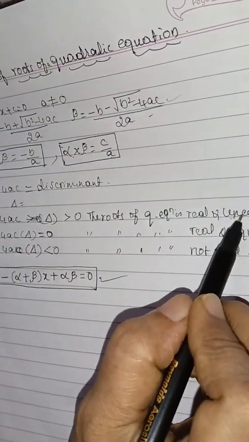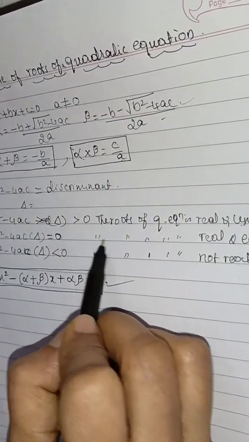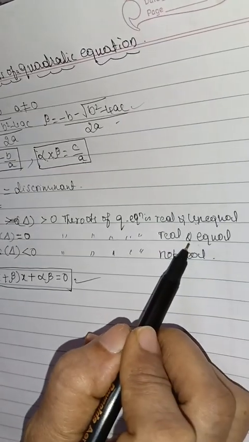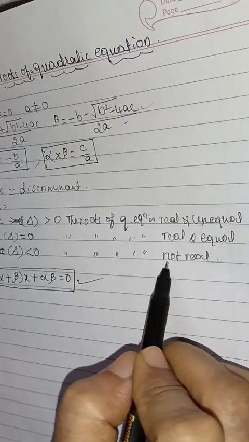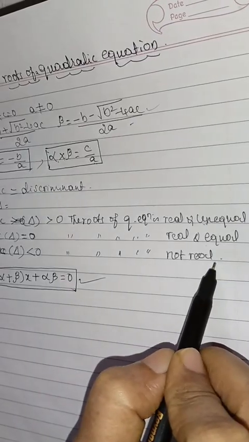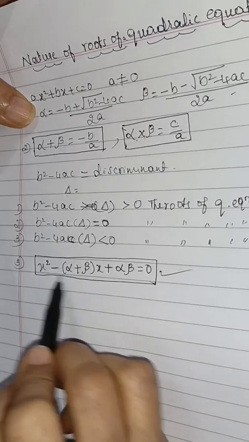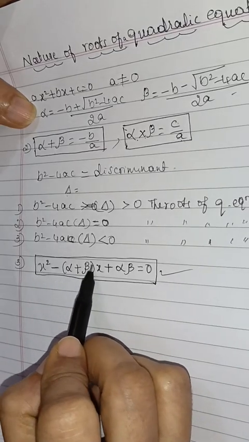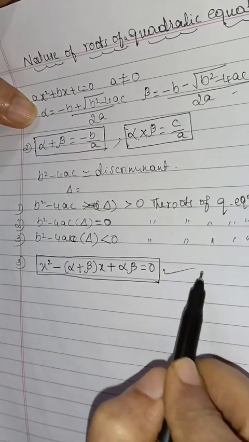Real and unequal. When delta is equal to 0, the roots of a quadratic equation are real and equal. And when delta is less than 0, the roots of a quadratic equation are not real. To form an equation, this is the formula: x square minus (alpha plus beta) x plus alpha beta equal to 0. This formula you have to remember.